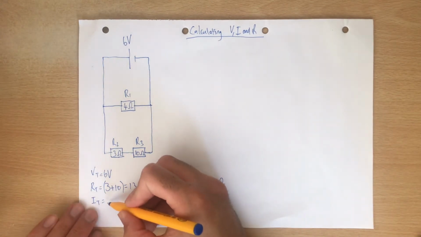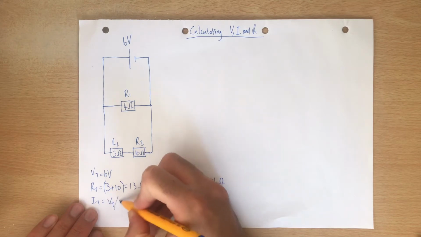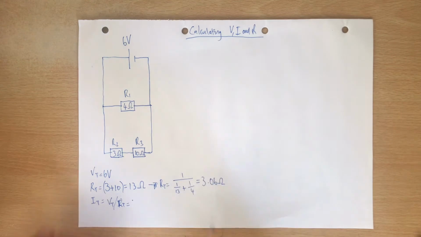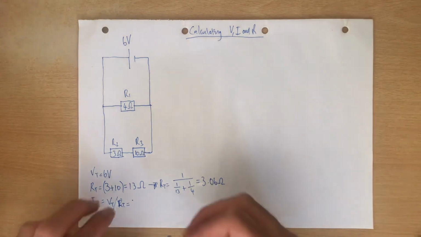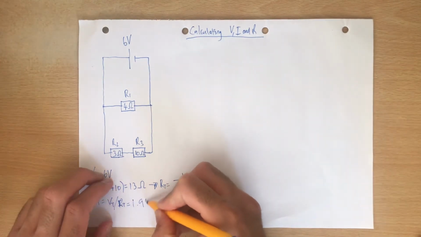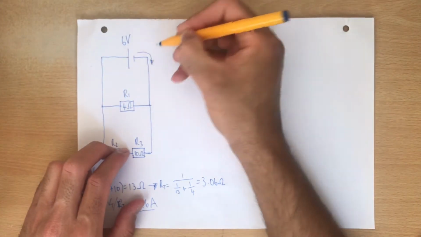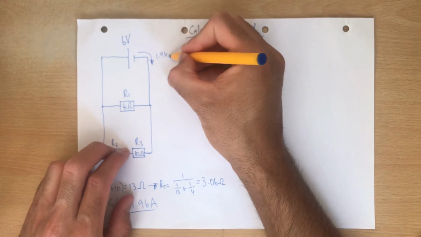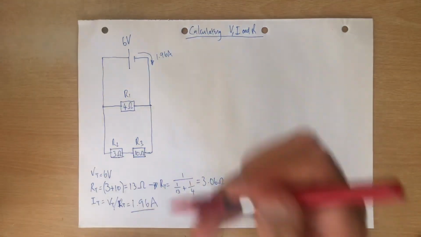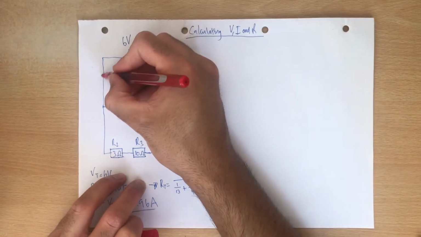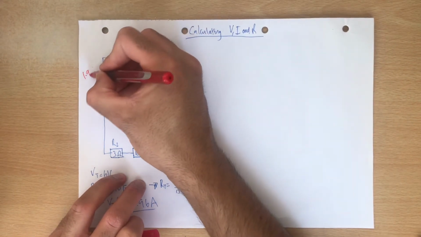And then to work out the total current, all we need to do is VT divided by RT, which is going to give us IT. So the total voltage is 6 divided by 3.06, the answer we just got, and we get an answer of 1.96 amps. So that's our total current, which is being forced out of this cell over here. If you were to put an ammeter, let's just say over here, that's what the ammeter would read. It would read 1.96, and over here it would read exactly the same, 1.96 amps.